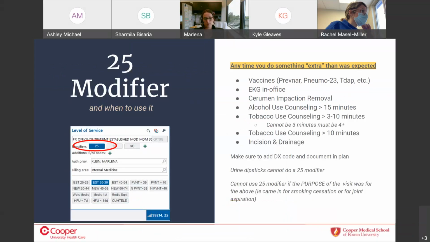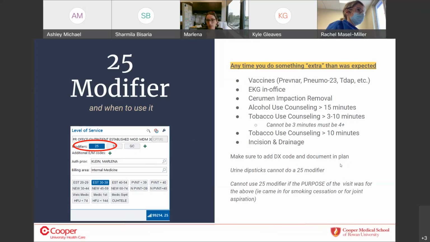Okay, 25 modifier, let me try and speed it up a little bit because we're short on time. The 25 modifier is for when you're doing anything extra beyond what you were expected to do for the visit. So all of these vaccines listed here, if your MA gives them, if you do an EKG in the office, any type of counseling, cerumen impaction, an incision and drainage of an abscess, or draining a joint, you can include this. Just make sure you have the documentation in your plan, as well as using the 25 modifier.